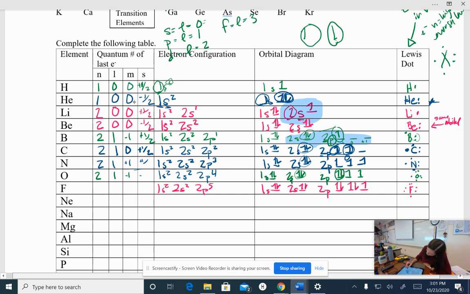That last electron that I put in was a 2. It was in a p orbital. It was in the 0 orbital, and it was a negative spin.